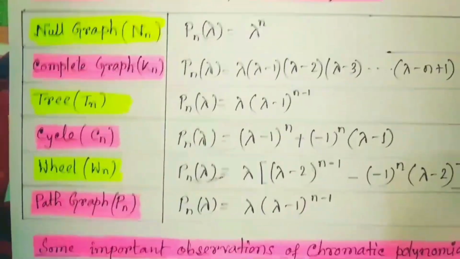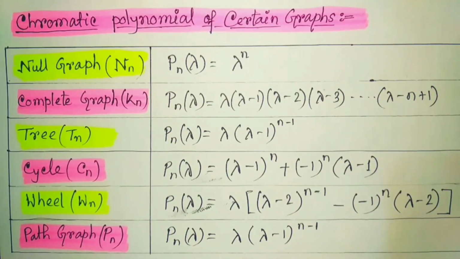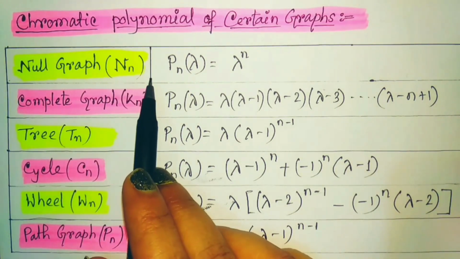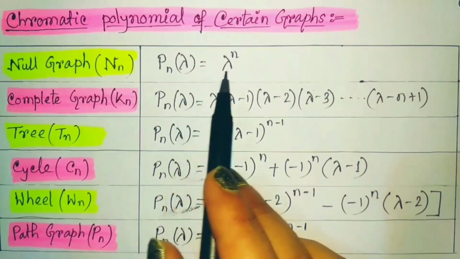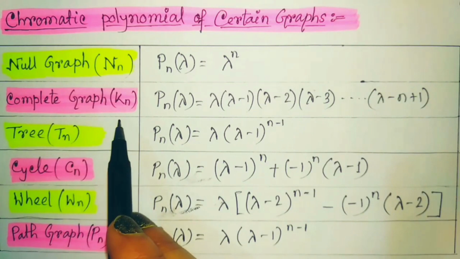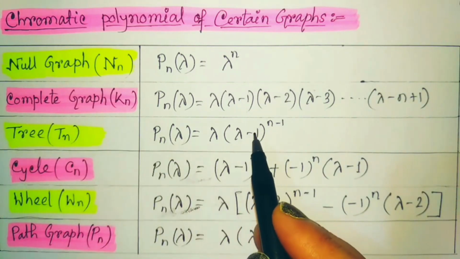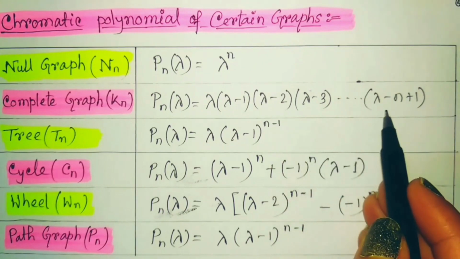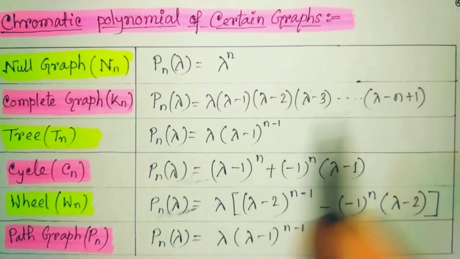Now here I am providing you the chromatic polynomial for certain known graphs. If it is the null graph with n vertices, then its chromatic polynomial is lambda to the power of n. If a complete graph with n vertices is there, then its chromatic polynomial is lambda into lambda minus 1 into lambda minus 2, and in this way up to lambda minus n plus 1.